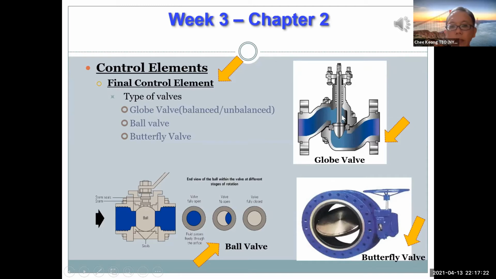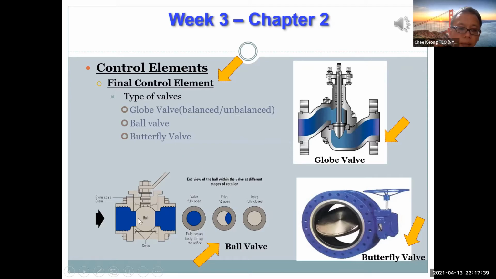Of course, the body of a valve can come in different forms. It can be the plunger type, which we call the globe valve. You've got a dome shape, which plunges in and out, letting and stopping the flow. So this is what we call the globe valve. There's a balanced and unbalanced type.